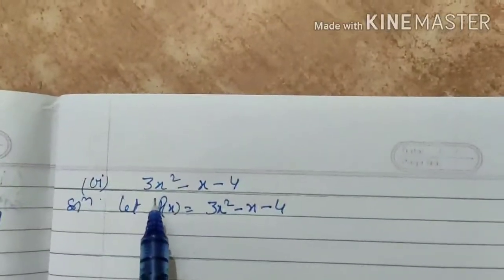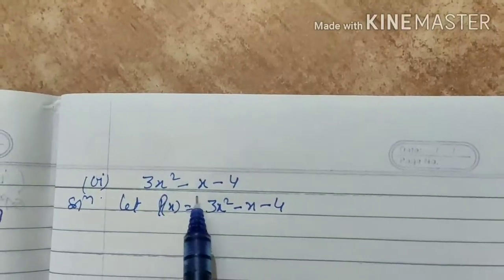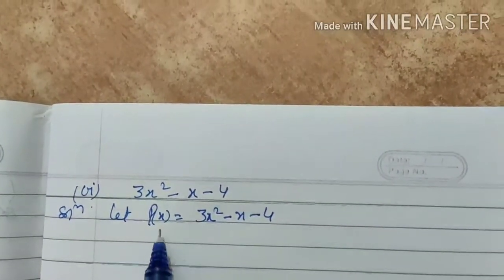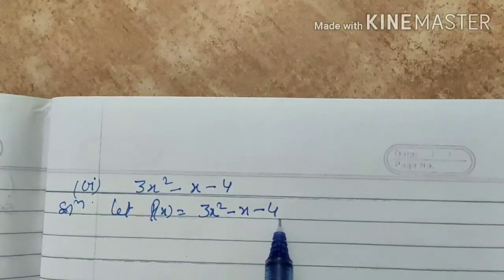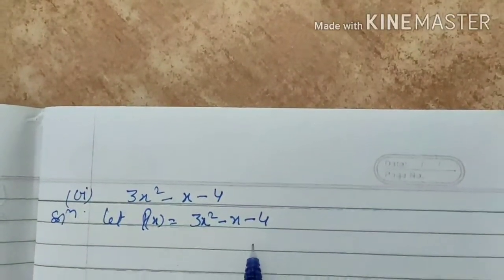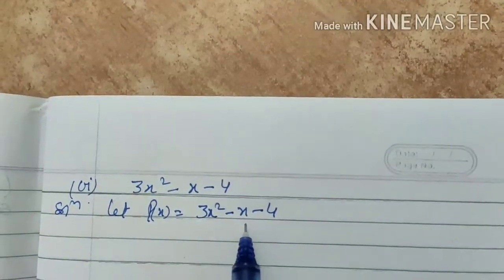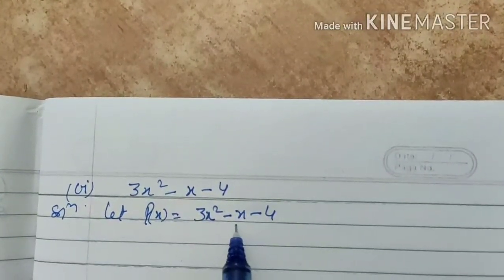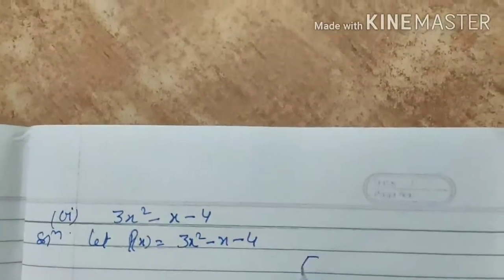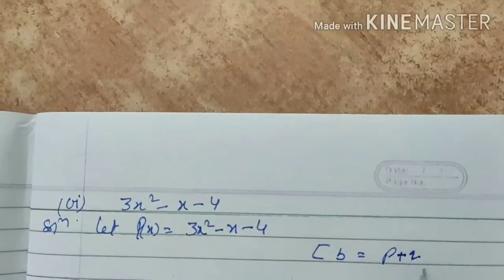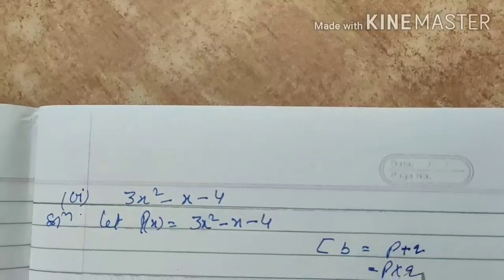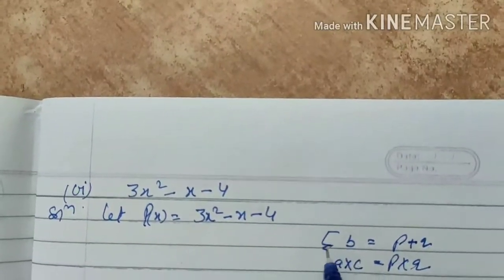In the next part, we have the given polynomial as 3x square minus x minus 4. So let p(x) equal 3x square minus x minus 4. So now by using the middle term splitting method, we need to find two numbers such that their sum becomes minus 1 and their product becomes minus 12. So you can say we need 2 numbers such that their sum equals b and their product equals a into c.